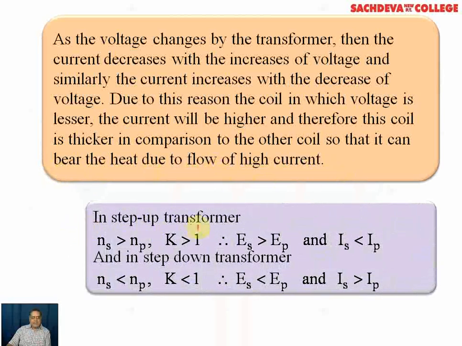In a step-up transformer, the conditions are Ns greater than Np, K greater than 1, Es greater than Ep, and Is less than Ip. Similarly, in the step-down transformer, the situation will be inverse. That is, Ns will be less than Np, K will be less than 1, K means transformation ratio, Es will be less than Ep, and Is will be greater than Ip.